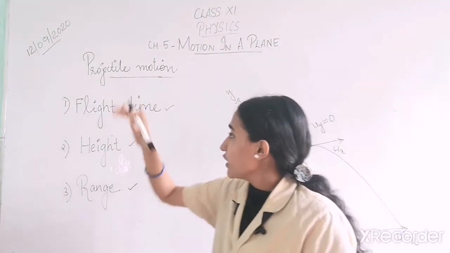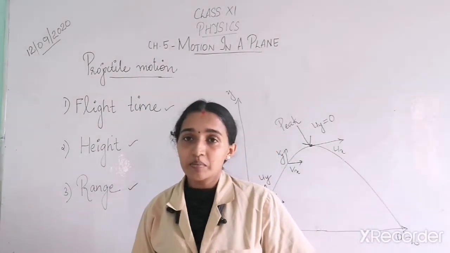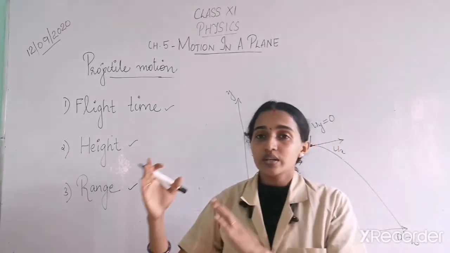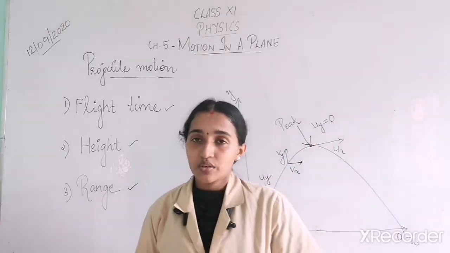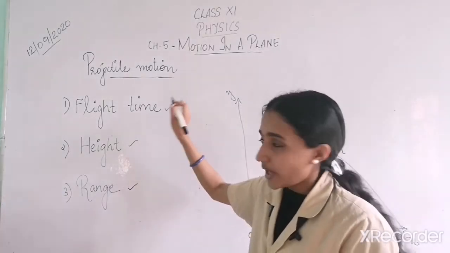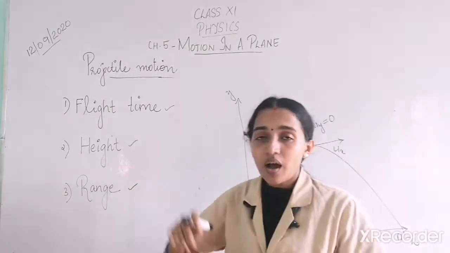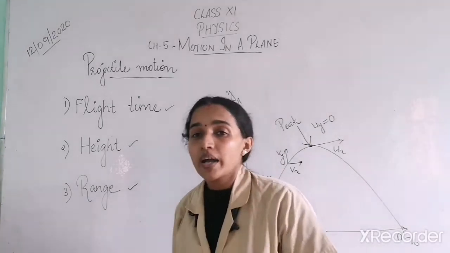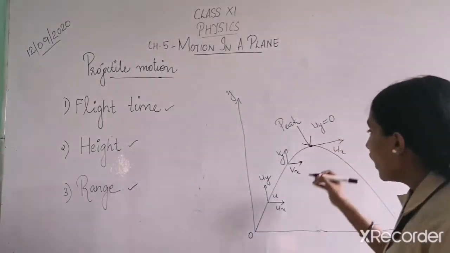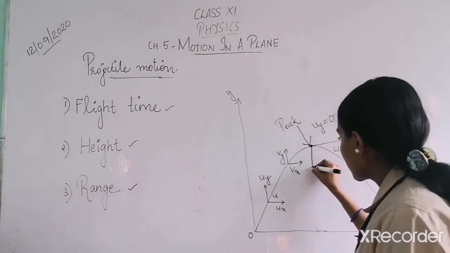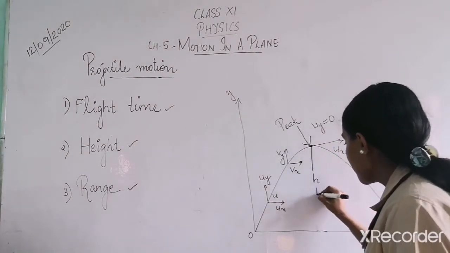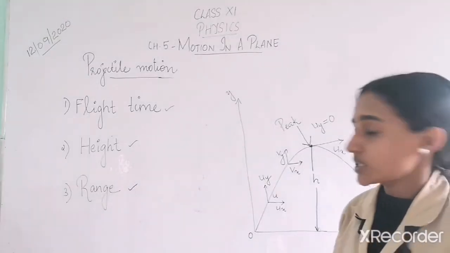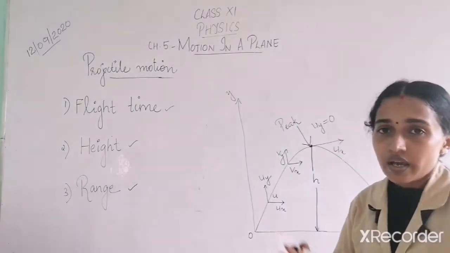First one, flight time of a projectile, means the time taken by the projectile for its projectile motion. Okay, so that is your flight time. Now the height of a projectile means the maximum height attained by a projectile, or the height of the projectile at its peak point. You can call it the height of a projectile, and you can denote it with small letter h.